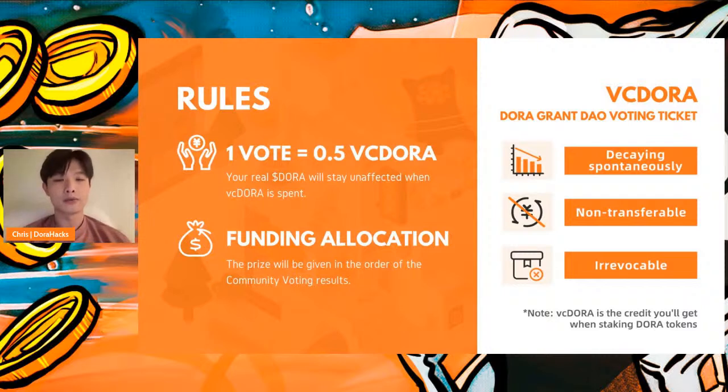It is important to remember that 0.5 VC Dora is what you will need for 1 vote at least. So the amount that you stake and the duration should be calculated based on how many votes you would like to contribute in the future. For more confirmation, you can find how to stake Dora and vote in the DoraHacks.io blog link in the description.